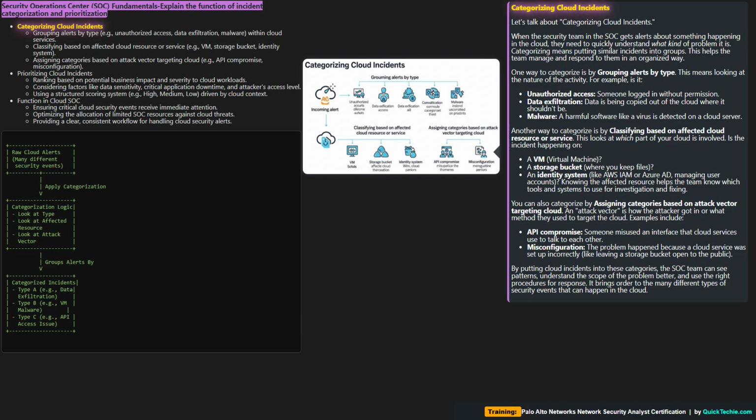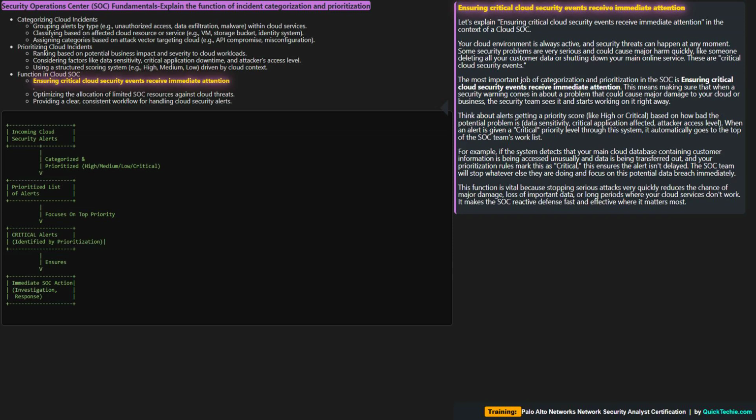It brings order to the many different types of security events that can happen in the cloud, ensuring critical cloud security events receive immediate attention. Let's explain ensuring critical cloud security events receive immediate attention in the context of a cloud SOC. Your cloud environment is always active, and security threats can happen at any moment. Some security problems are very serious and could cause major harm quickly, like someone deleting all your customer data or shutting down your main online service. These are critical cloud security events.